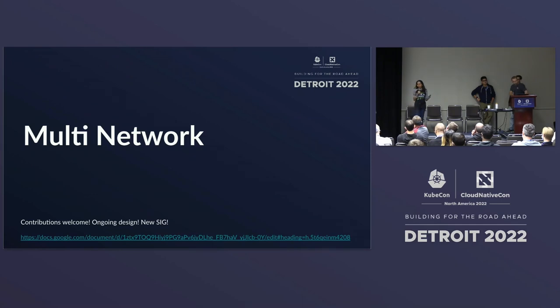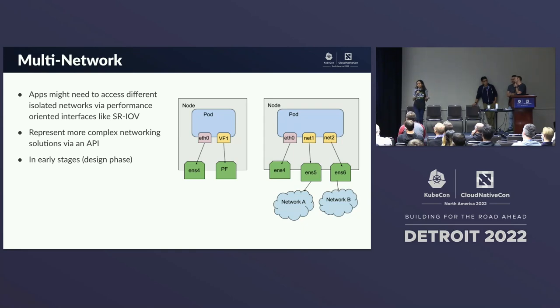So the next area, multi-network. I get to present all the cool new things, I guess, because this is a really new area. We have a new SIG as well. So this effort is mainly focused on trying to be able to express more complex networks than the traditional pod networking that we have in Kubernetes. Like, you might want to be able to express things like, I want my workloads to be able to connect to isolated secondary networks through performance-efficient interfaces like SRIOV, or you might want to say, I want my apps to be able to talk to on-prem networks. So in order to express these, we are trying to come up with an API. It's very much in the design phase.